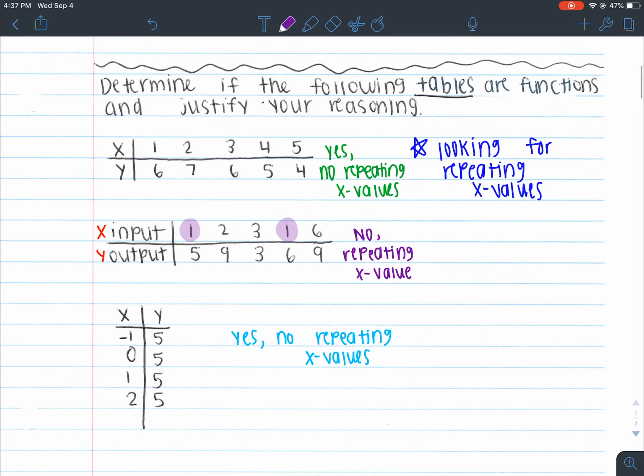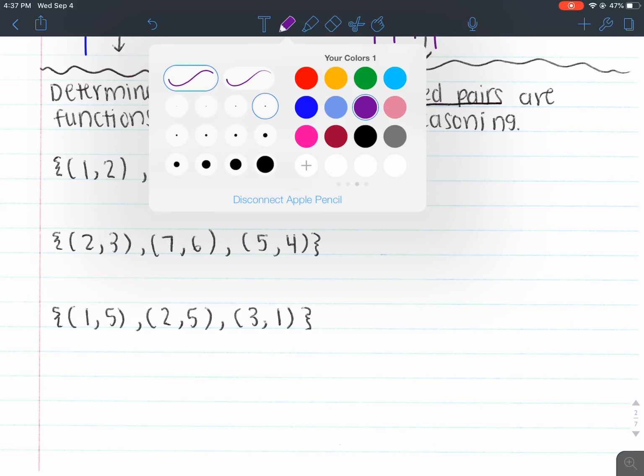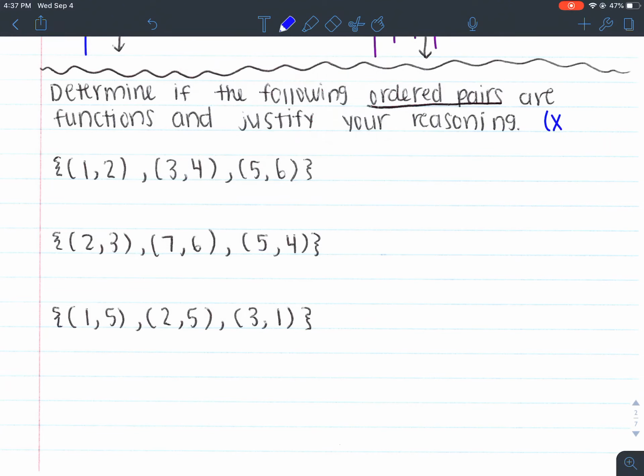So we've had two representations, tables and graphs, and now we're going to have ordered pairs. And remember, ordered pairs are just your coordinate points, which is x comma y.